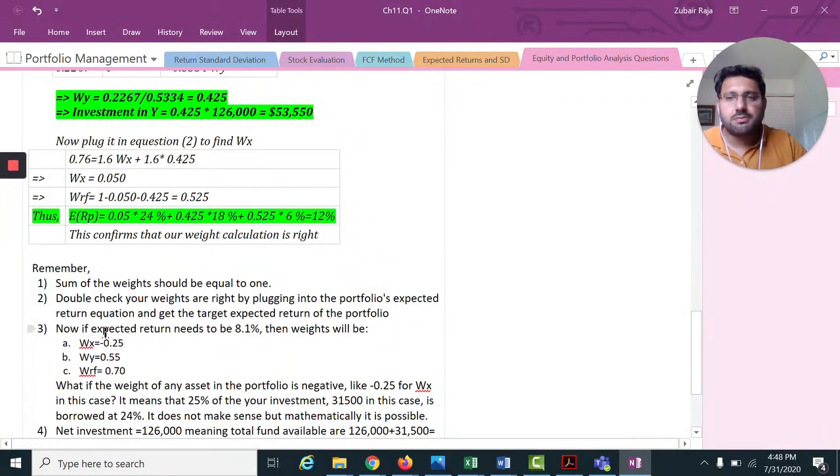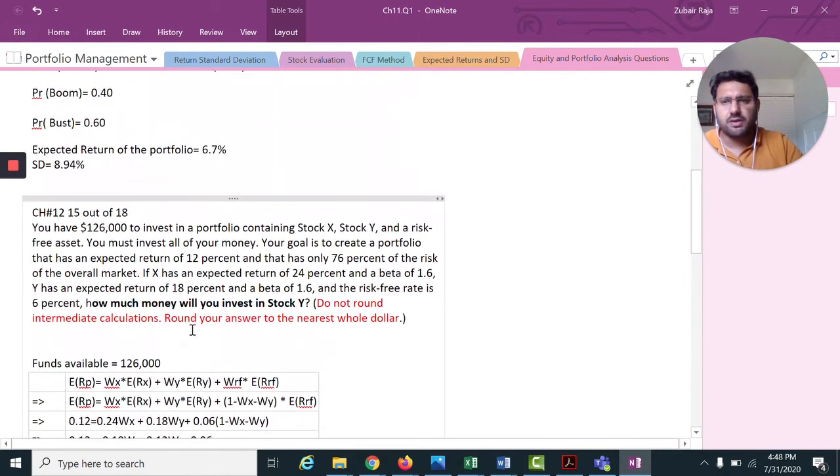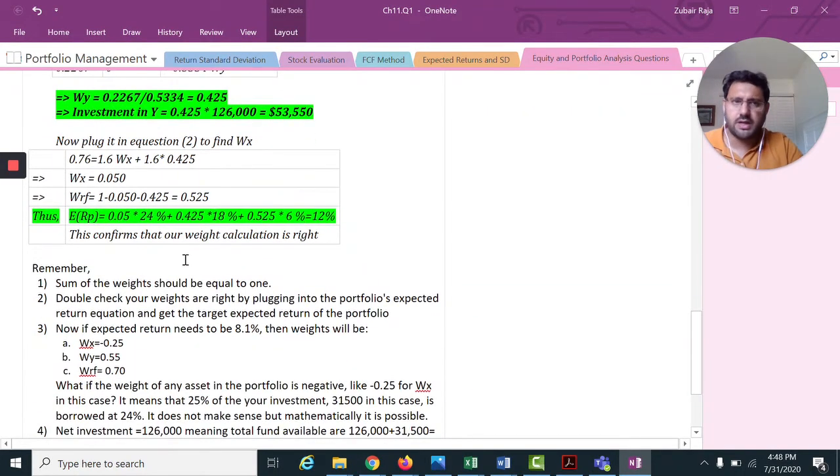Now say, for the same question, if it had been mentioned that rather than the expected return of the portfolio being 12%, it is 8.1%, then what would be the weights? I have already done the calculation separately. You can double check it. But I found that in that case, the weight of stock X should be minus 0.25, the weight of stock Y is 0.55, and the weight in the risk-free asset is 0.7. If you add all of them, it will again be equal to 1.